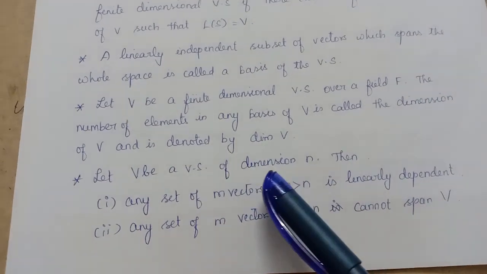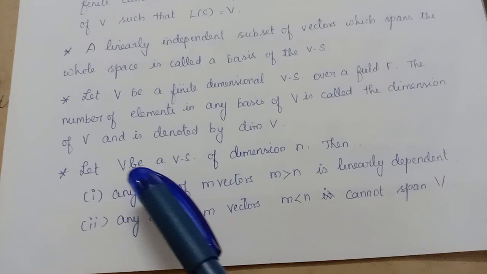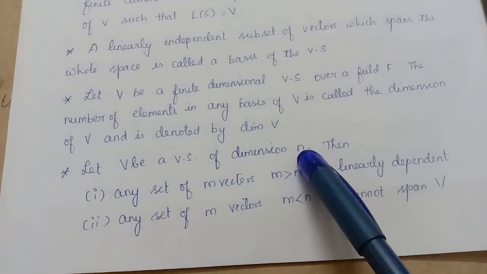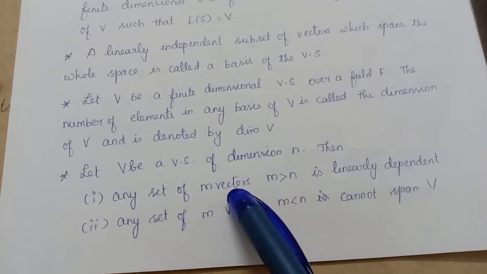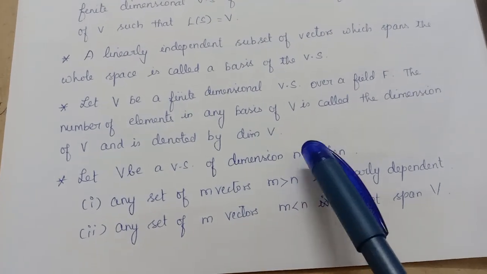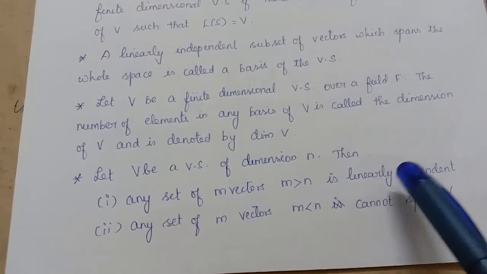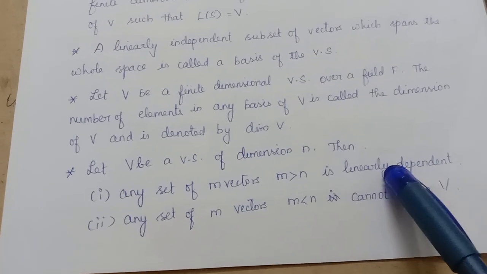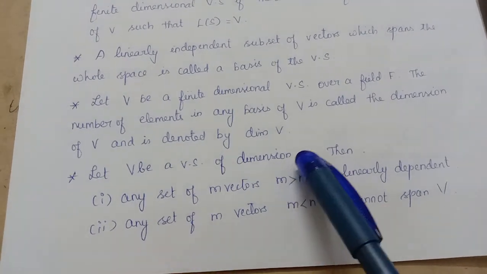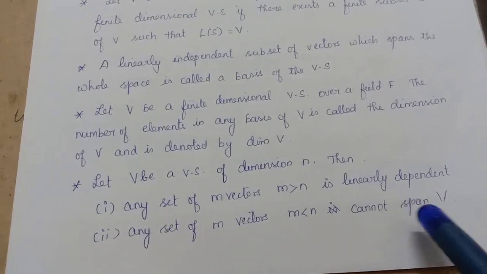Next, we are correlating the dimension with linear dependency and spanning. Suppose we take a vector space of dimension n. That means in the basis there are n vectors. If you take any set of m vectors for m greater than n, that will become linearly dependent. If one extra element is added, it becomes linearly dependent, because the basis itself has only n elements. And if you drop at least one of the elements from this set, it will not span V.